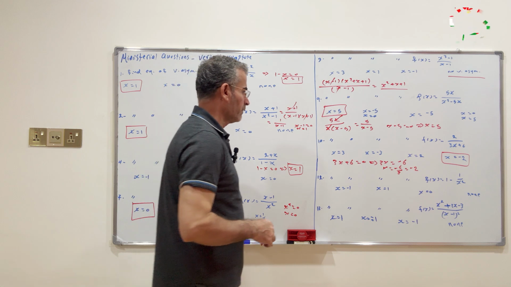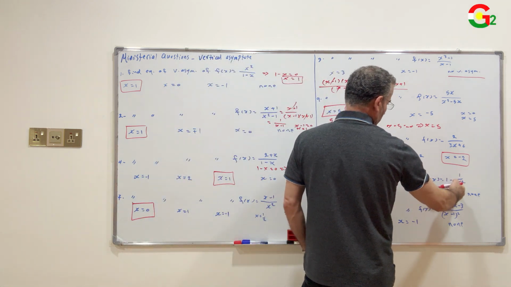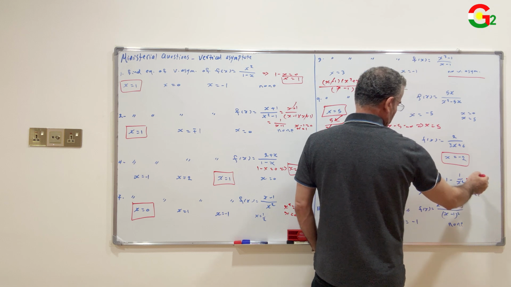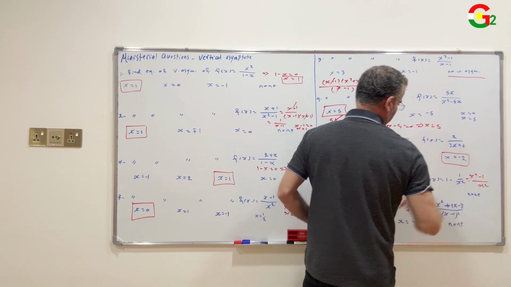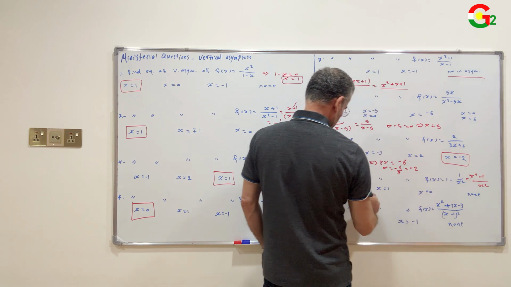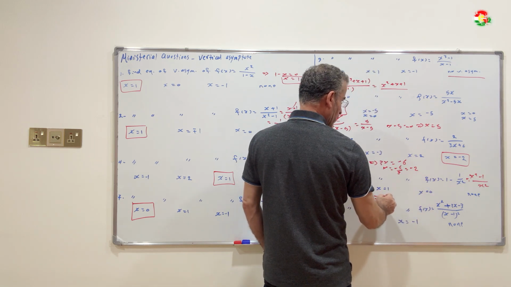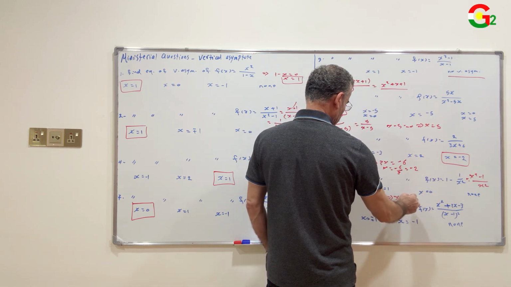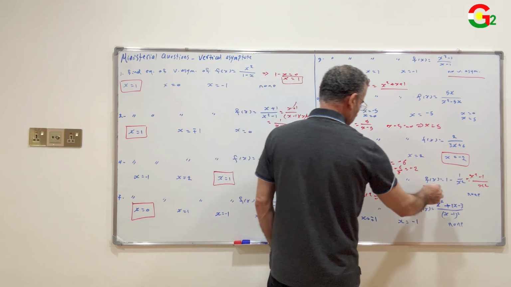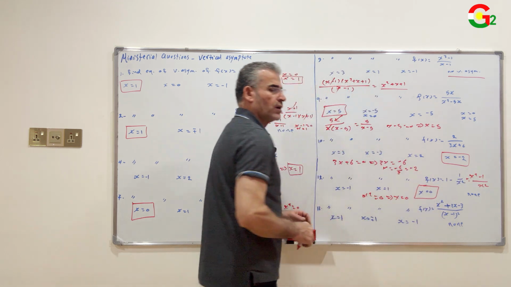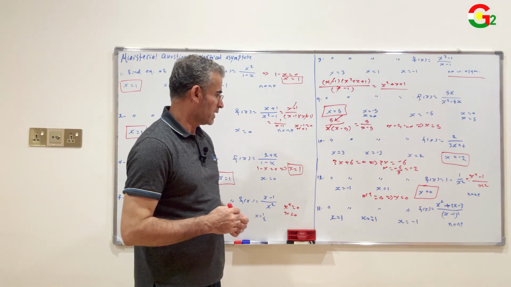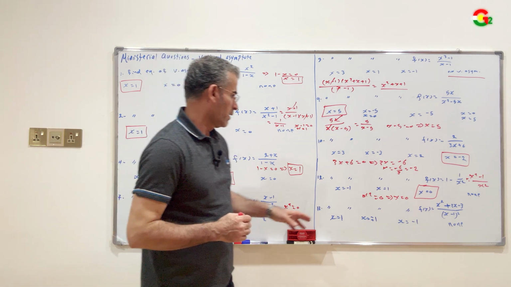Question number 12. 1 minus 1 over x power 2. Rewrite it as x power 2 minus 1 over x power 2. Then set x power 2 equals 0. This gives me x equals 0. 0 does not make the numerator 0, so the right choice is C. The only vertical asymptote of this function is x equals 0.